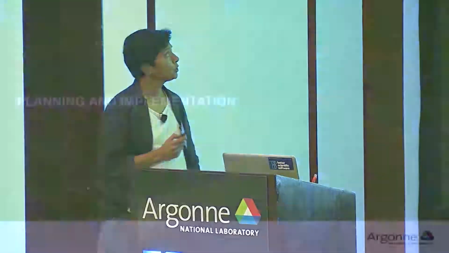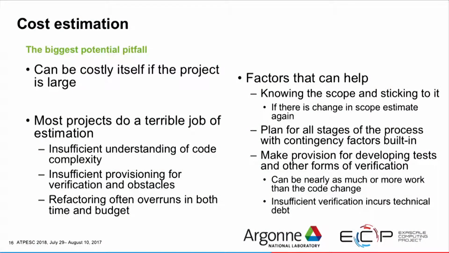Planning and implementation. One of the first things that needs to be done is the cost estimation, because not having a good cost estimation is the biggest pitfall. It changes the level of disruption that you may have in your science production.